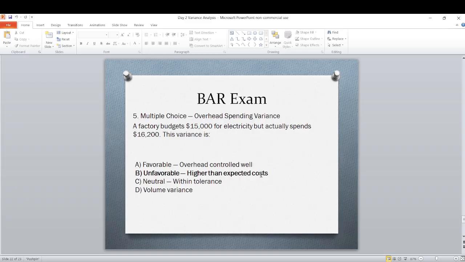Five, a factory budgets $15,000 for electricity, but actually spends $16,200. This variance is unfavorable because it's higher than expected costs.